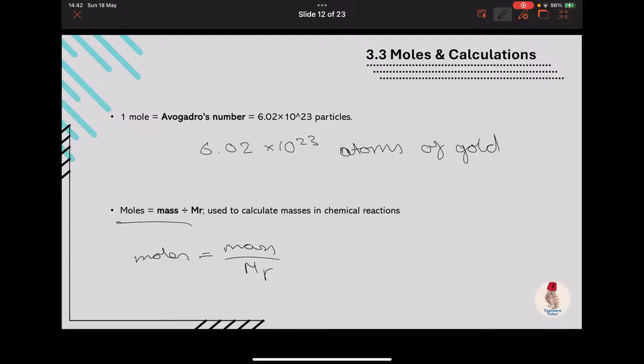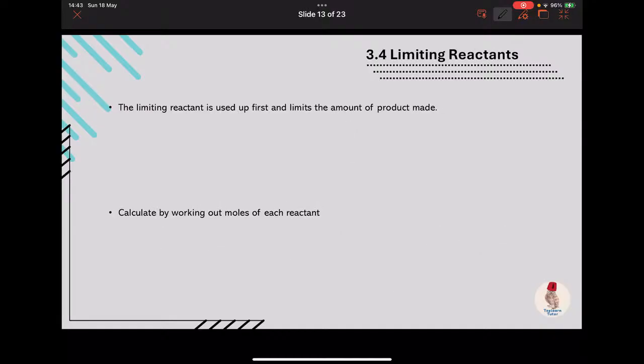Now, this could be used to find out how many moles of an atom you have. So let's say you want to find out how many moles of water there are in 90 grams of water. Now, we know that the mass of water is 90 and the MR equals 18, which comes from 1 oxygen, 16, and 2 hydrogens, 18. So what we would do is 90 divided by 18, and that gives us 5 moles of water in 90 grams of water. Next, we have limiting reactants.